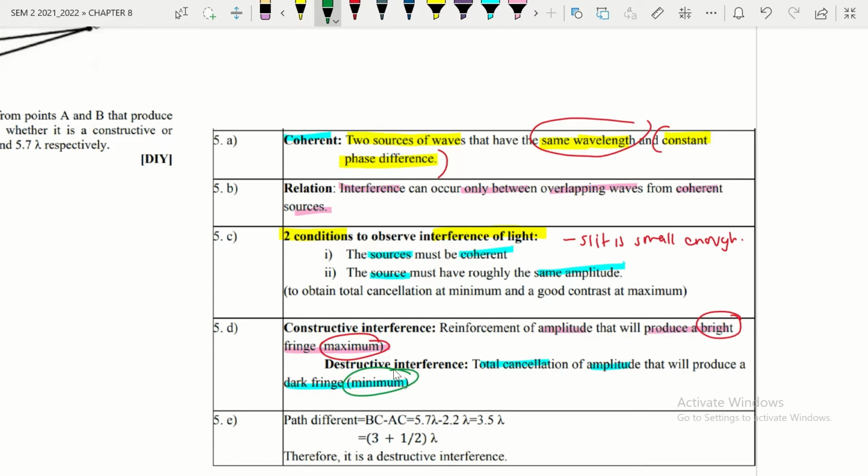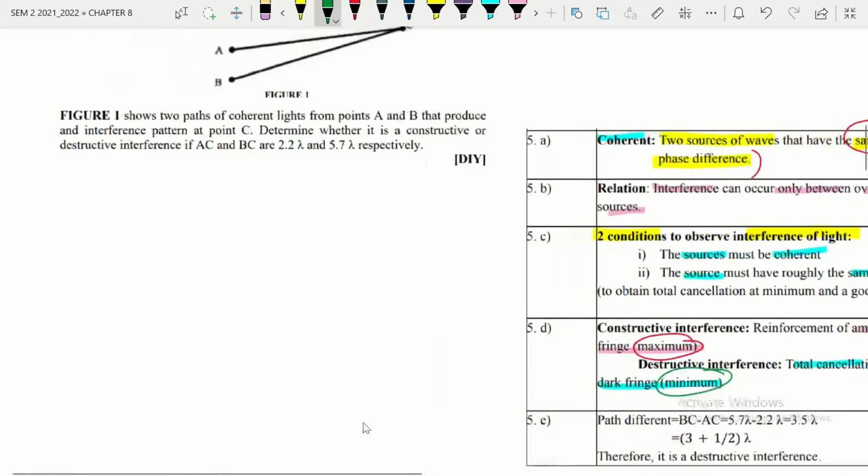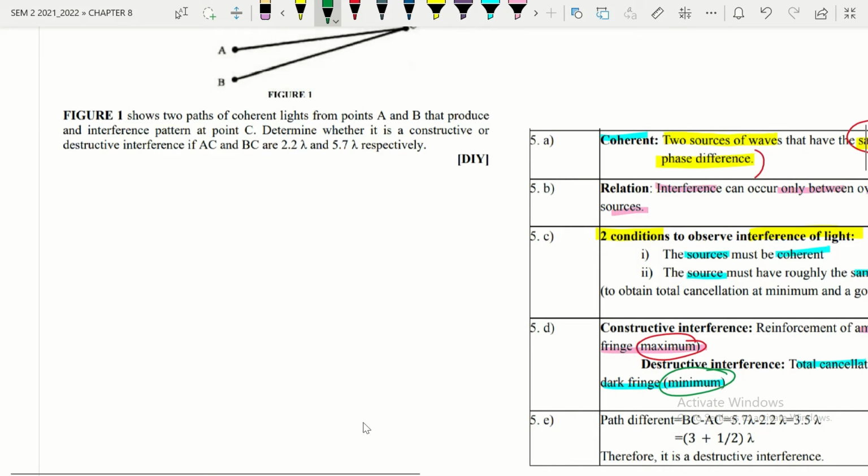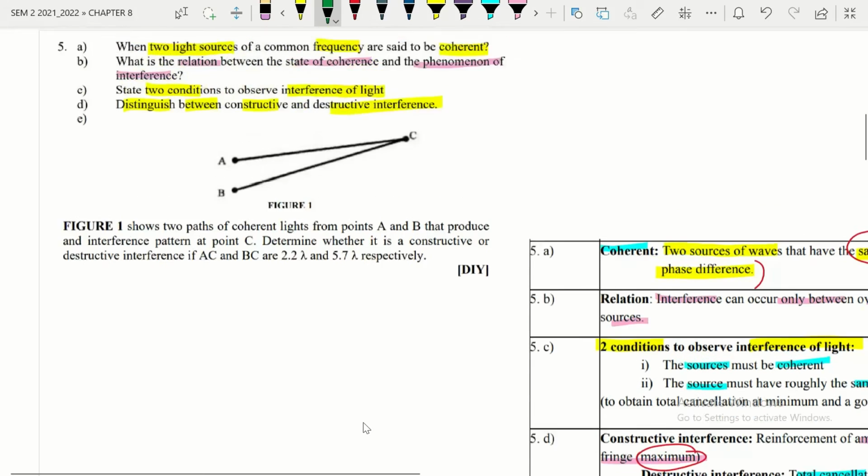Constructive means it constructs, it builds. So when it builds, it reinforces your amplitude so that it will produce a bright fringe. A bright fringe is also known as maximum. Destructive means it erases. So it is total cancellation of amplitude, which will produce your dark fringe, another name for which is minimum. That is how you distinguish between constructive interference and destructive interference.